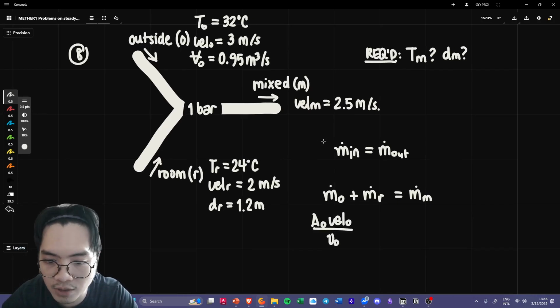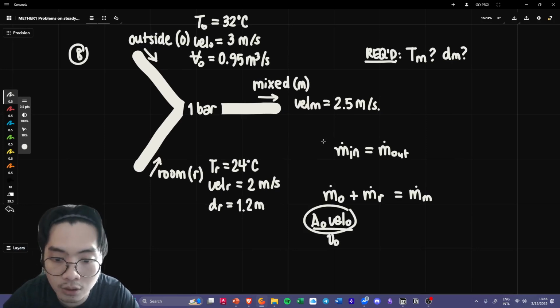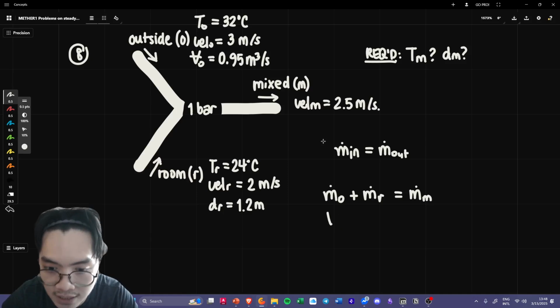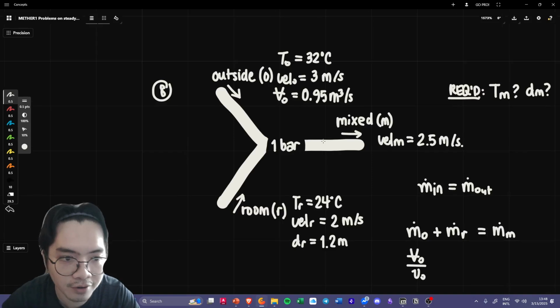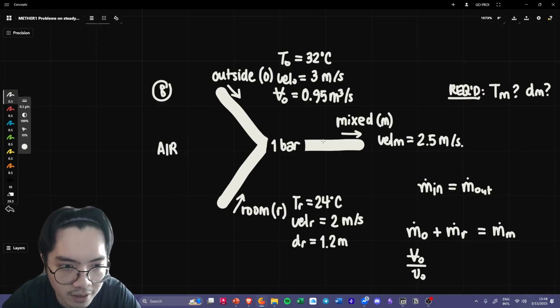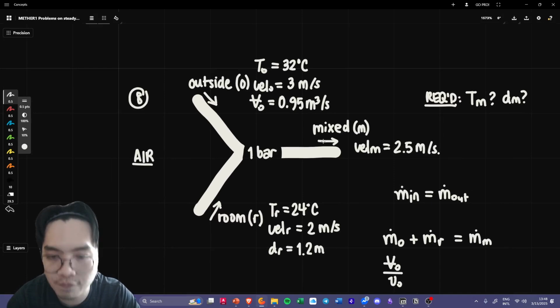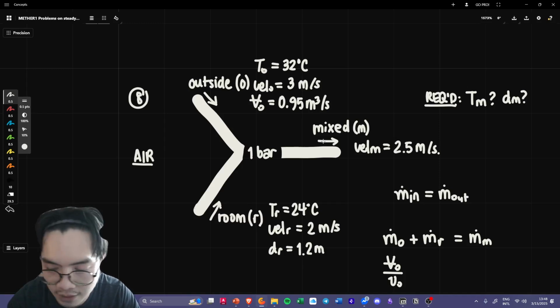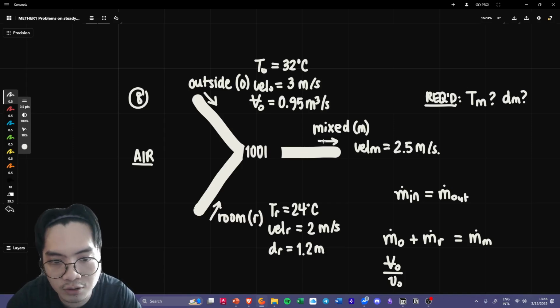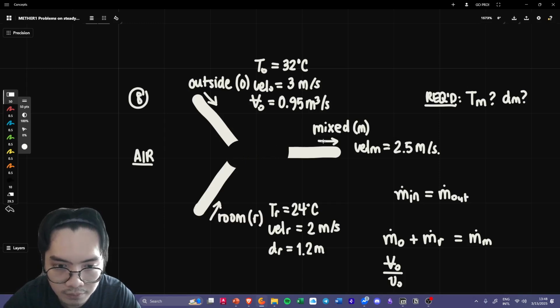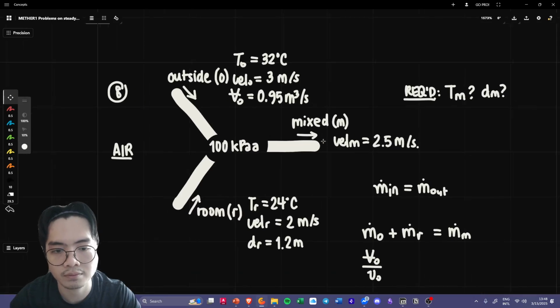And the thing about this is that we actually don't need AO vel O because we actually have V dot O over VO. And the thing about this is that this is air. Of course, I totally forgot to put this in here. This is air, and if we're dealing with air, everything needs to be in Kelvin, or everything needs to be absolute. So instead of 1 bar, we should just say 100 kPa absolute.